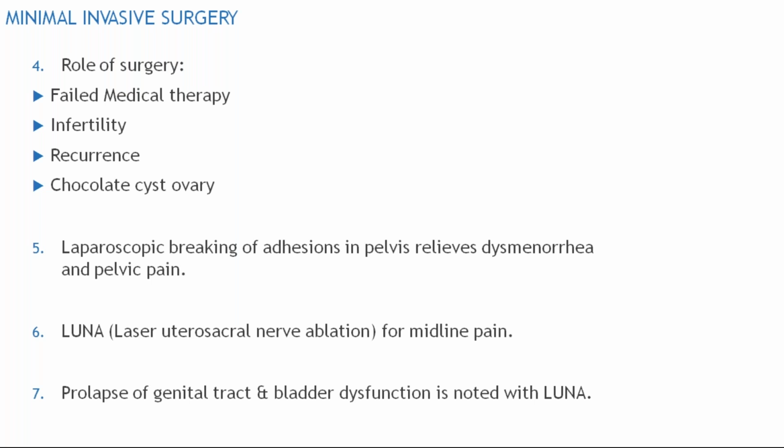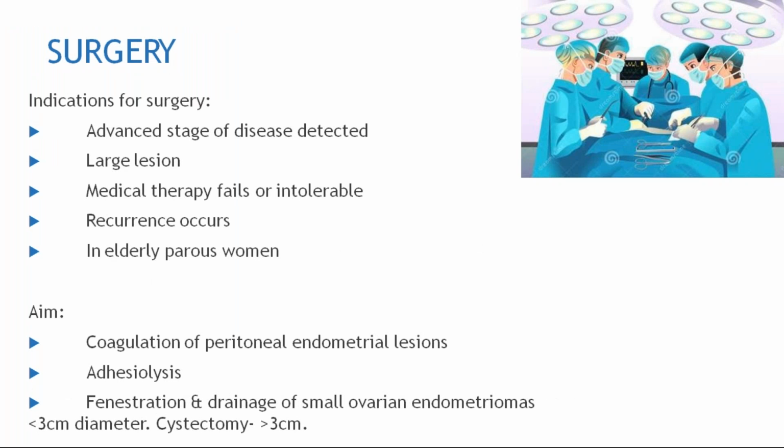First will be laparoscopy, breaking of the adhesions, which relieves dysmenorrhea and pelvic pain. Next will be LUNA, laser uterosacral nerve ablation. Nerve ablation for midline pain again decreases the pain. Prolapse of the genital tract and bladder dysfunction are again noted with LUNA. If you are going for nerve ablation surgeries, in some cases this prolapse of the genital tract and bladder dysfunction is seen.